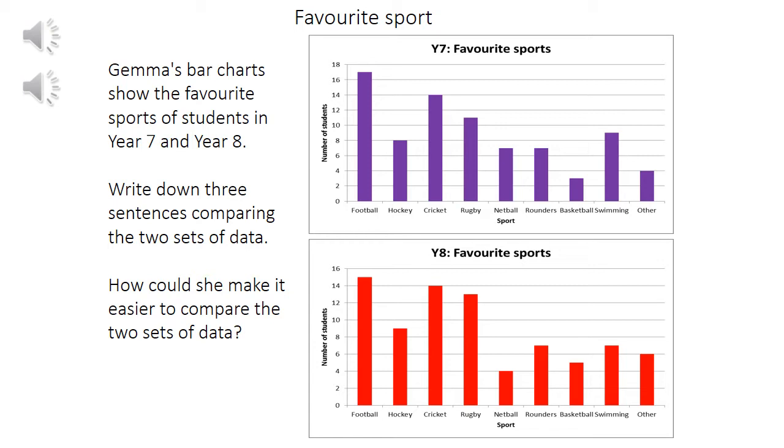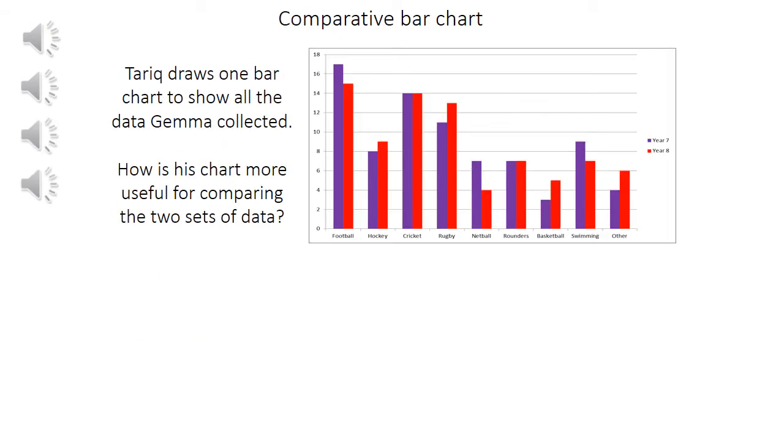What I'd like you to think about first is what about the graph made it easy to answer that question, and what about the graphs made it more difficult? Is there anything you could do to make life easier for yourself? On the previous slide, Gemma had made life easier by making sure that the scales were the same on both graphs and that they were lined up underneath one another.